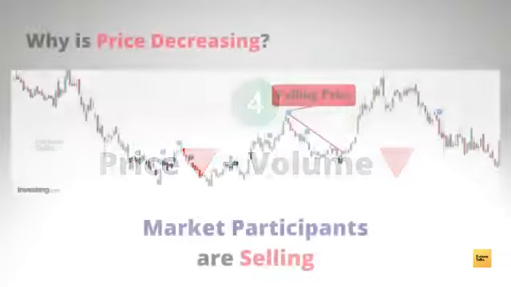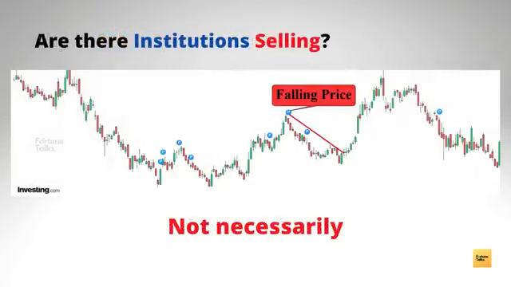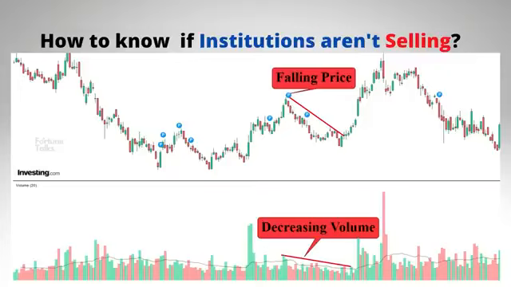Ask the questions. Number 1. Why is the price decreasing? Simply because the market participants are selling. Question number 2. Are there institutional sellers associated with this price decrease? Simple answer, we can't be sure about it. Now the most critical question, how do you know that there were no meaningful sell orders by the institutional investors? Straightforward answer, if they were selling, then the volume would have increased. But in this case, the volume decreased.